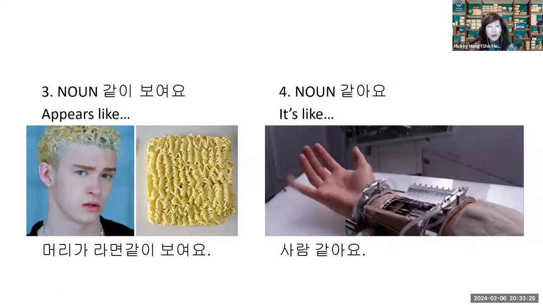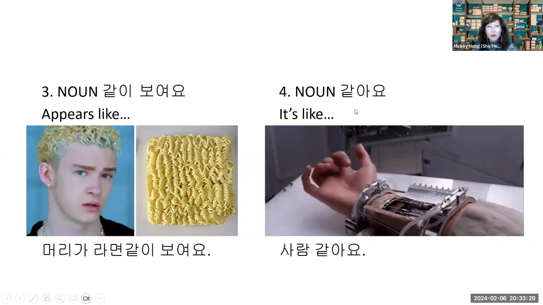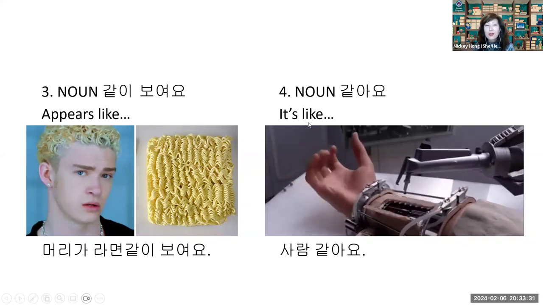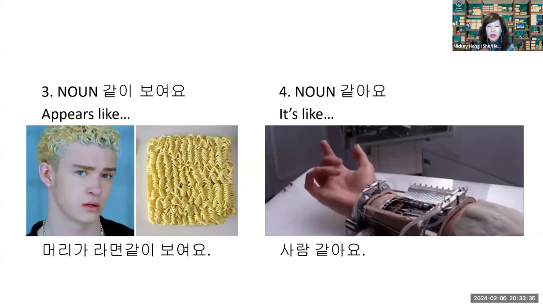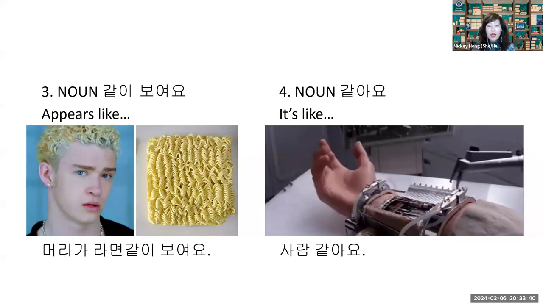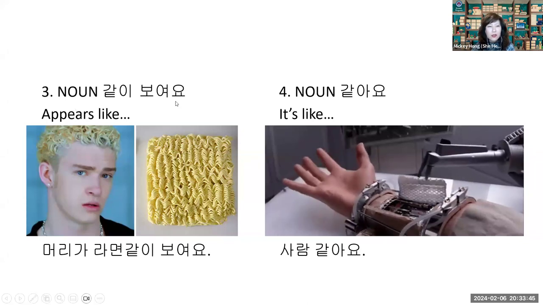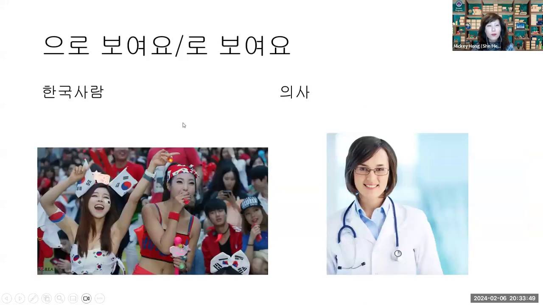머리가 라면같이 보여요. Similar expressions. It appears like ramen. His hairdo looks like ramen noodles. If you just say 같아요, it means you're making an equal comparison. It's like a person. Not only does it appear to be, but it's like a person. You're saying it looks like it's a human. Appears to be Korean, 한국 사람으로 보여요.